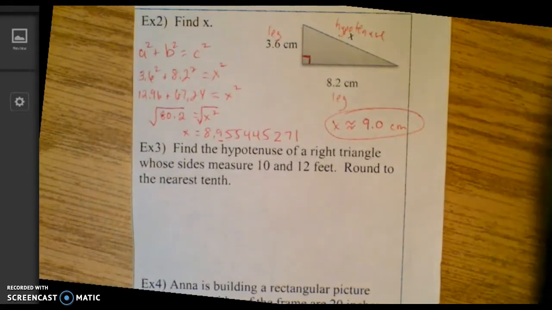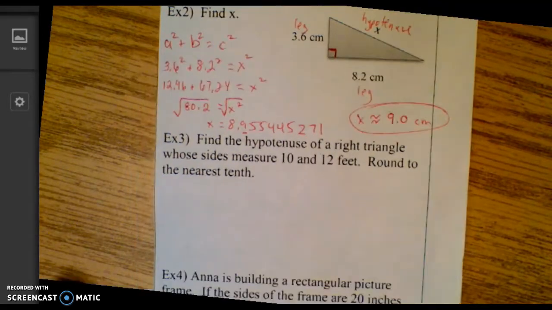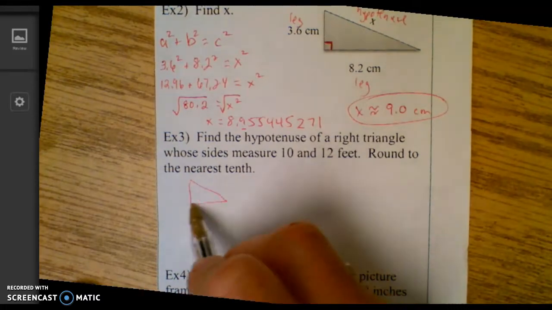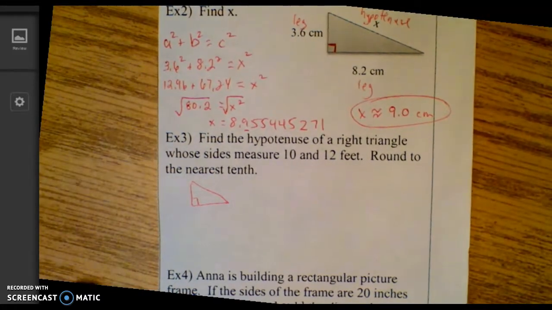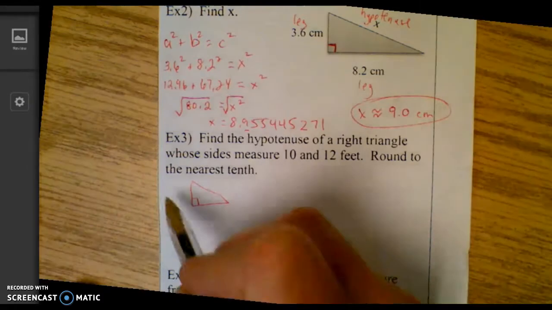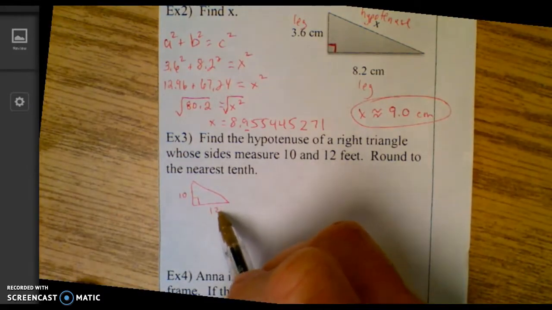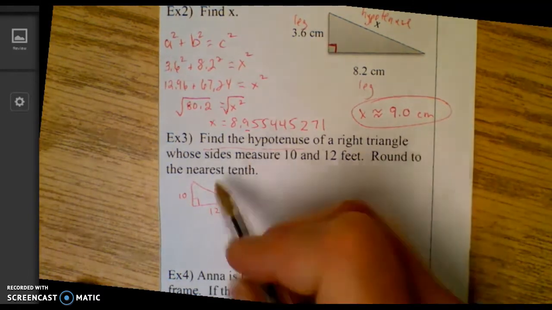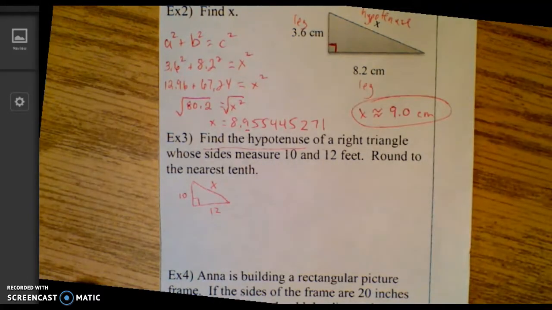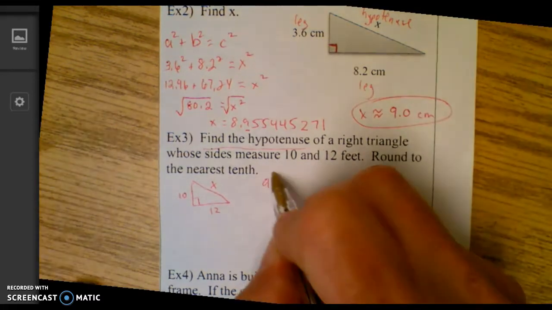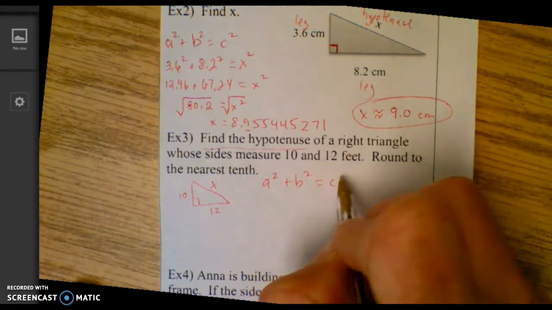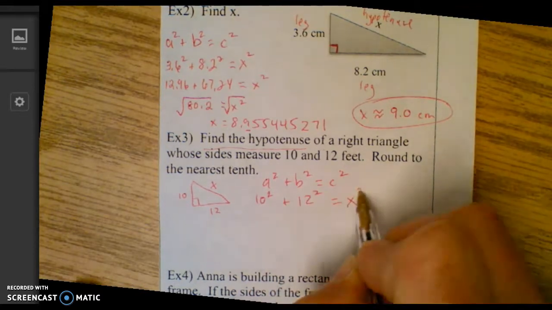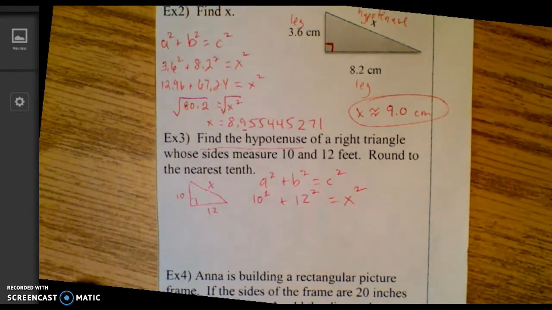The next example did not give us a diagram. So what you're going to want to do is draw one. And again, it doesn't have to be perfect. It's just a sketch. The sides of the triangle, it should say the legs of the triangle measure 10 and 12. And since we're finding the hypotenuse, that's where your variable x is going to go in your diagram. So again, we know it's a right triangle, so we can use Pythagorean theorem. We have our legs of 10 and 12, and we're looking for our hypotenuse.